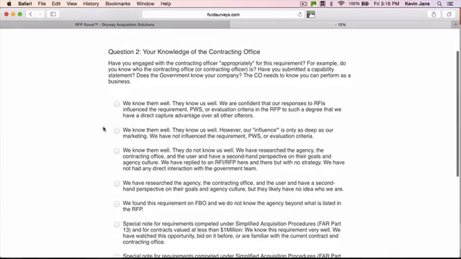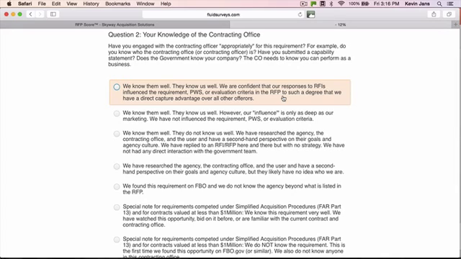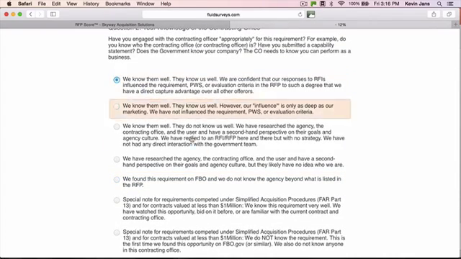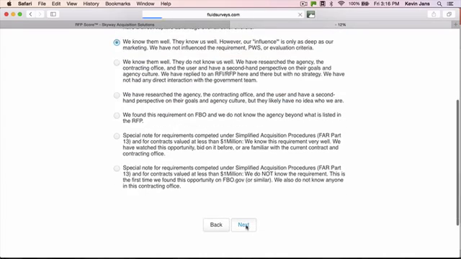And so in here, we talk about, again, on the one end, we know them very well. They know us. We're confident of our responses to the request for information, which means you responded to requests for information. And our capture strategy has made us a really strong contender. The other extreme is we found this requirement on federal business opportunities, and we have no idea beyond what's listed in the RFP. So there's two extremes. Again, we're going to say we've done it relatively well.